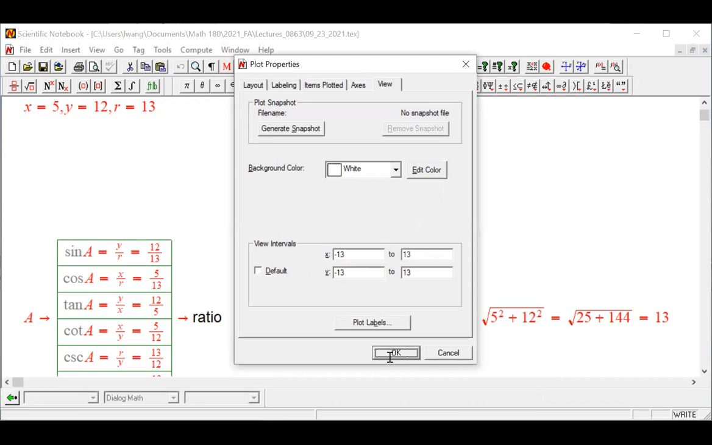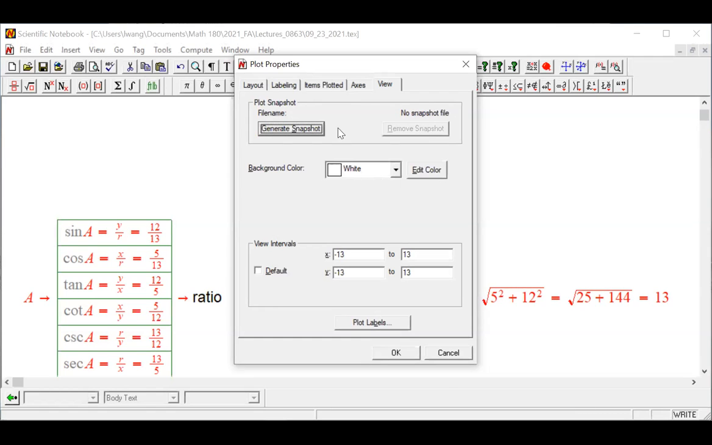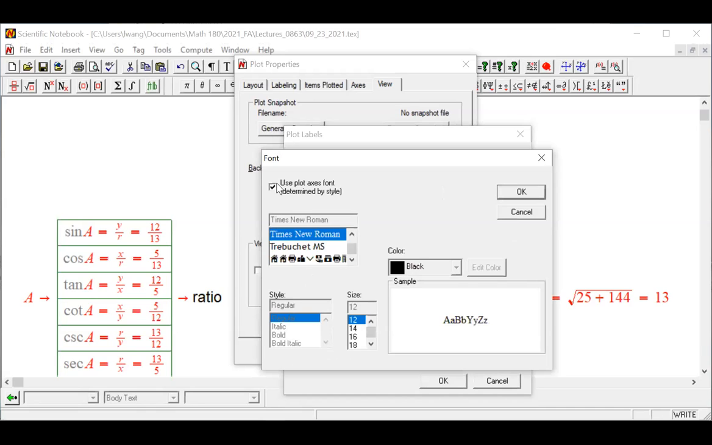I'm just going to give it a try. Okay, this point. Okay, -5, -12. I'm going to make the fonts a little bit smaller.